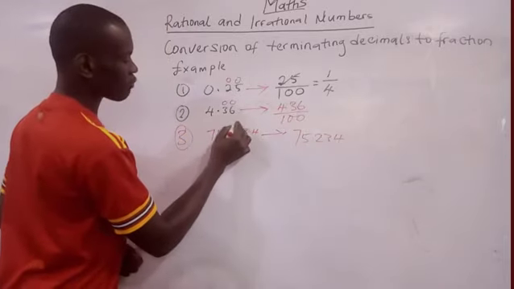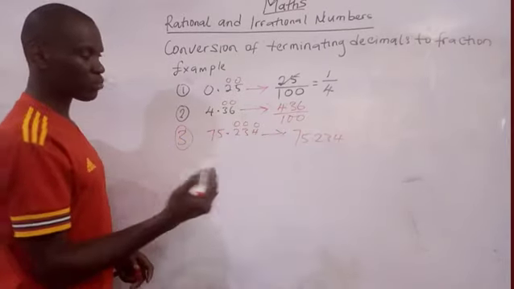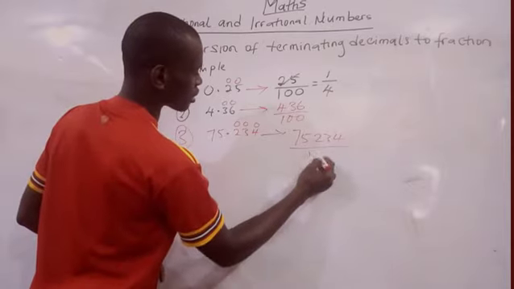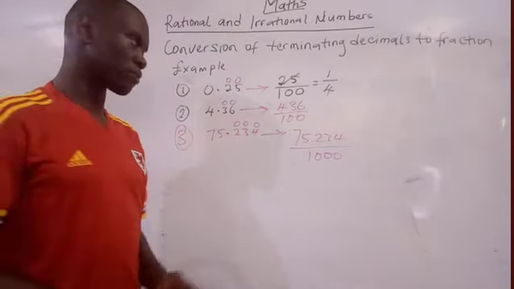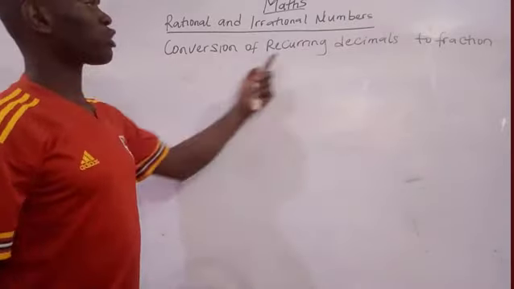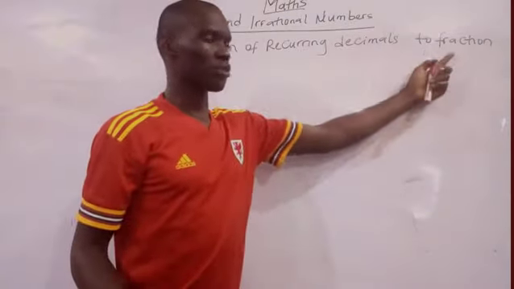Then count the number of decimal places. I have 3 decimal places. Put it under. It can further be simplified into a mixed fraction. Let's look at conversion of recurring decimals to fractions.